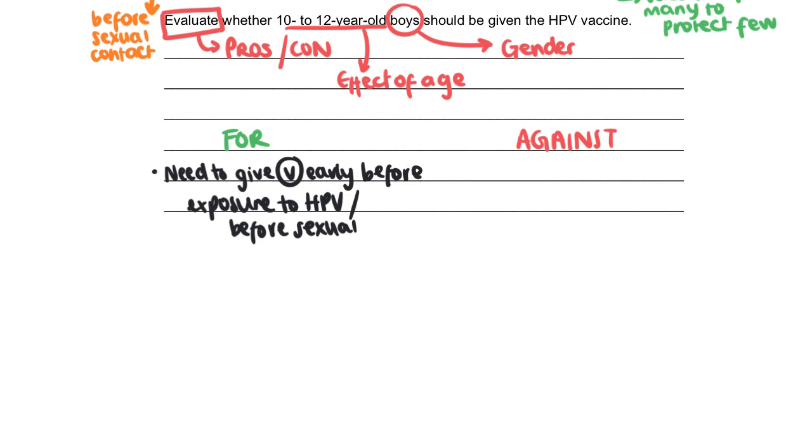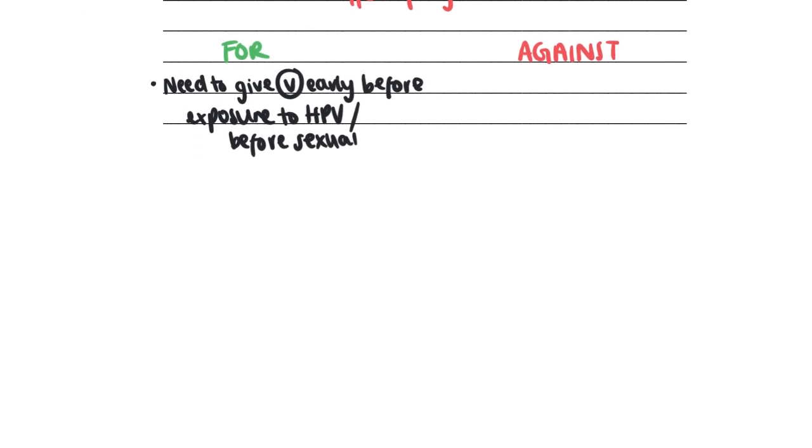Another argument for using these vaccines in the 10 to 12-year-old boys is that it reduces the transmission to girls. And that's helpful because, remember, we're looking for herd immunity. So you could have also said rather than transmission, spread would have been fine.